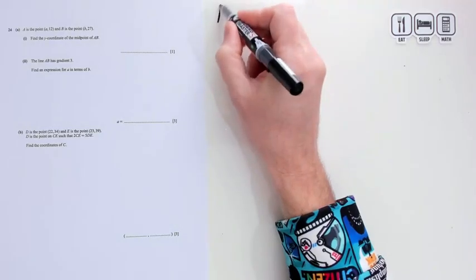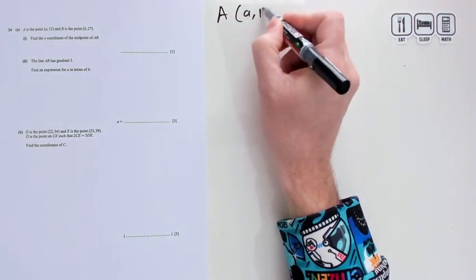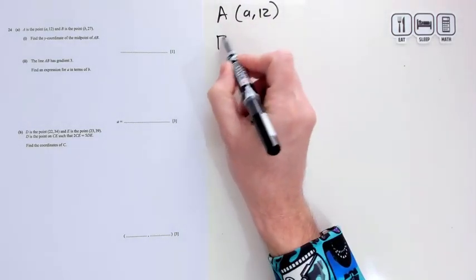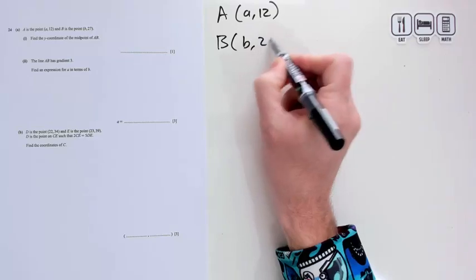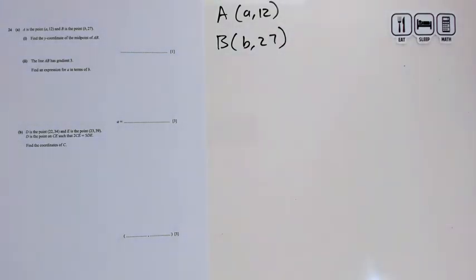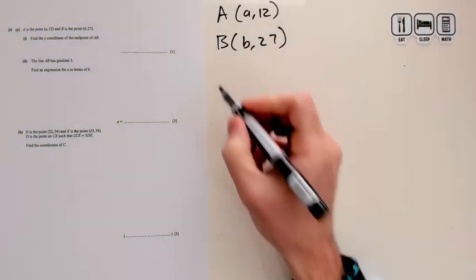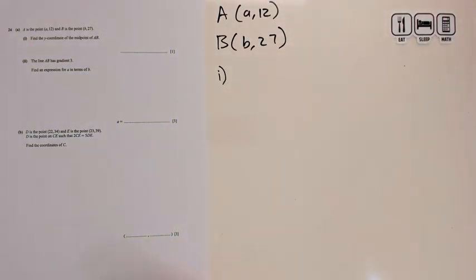So I'll just read because it's very small to see. A is the point A(1, 2), and B is the point B(2, 7). And the first part is pretty straightforward. They're saying find the y coordinate of the midpoint.